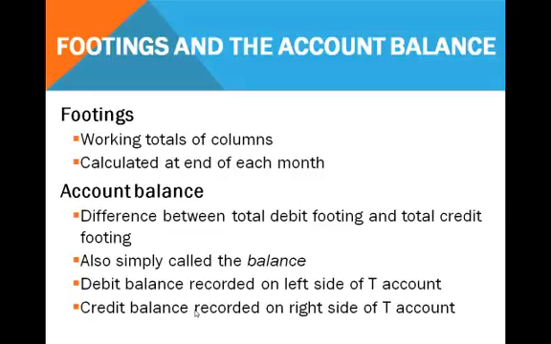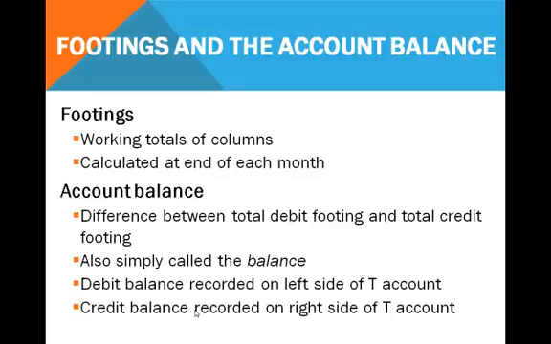Okay, so I'll show you a picture in a moment to show you what that looks like. Those are calculated at the end of each month, so we can get the total for each account. The account balance is the difference between the total debit footing and the total credit footing. So we add up all the debits and we add up all the credits and we find the difference. It's also simply called the balance, the account balance or the balance.